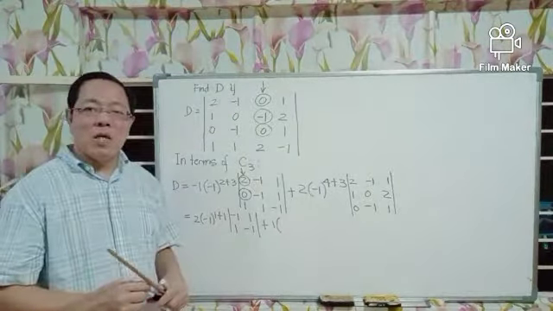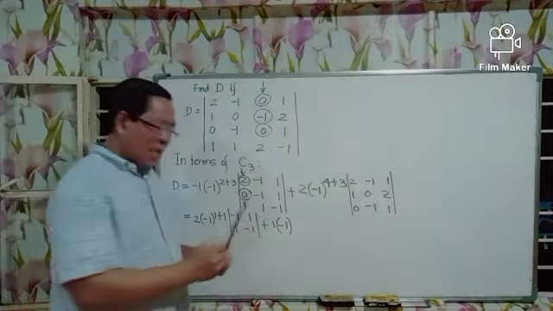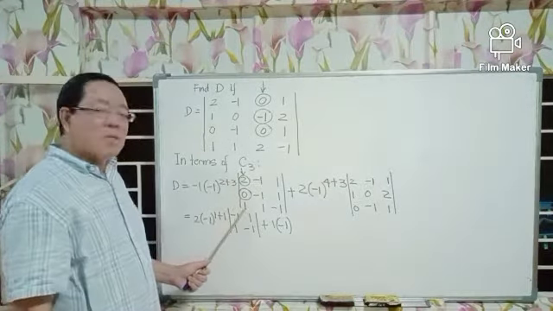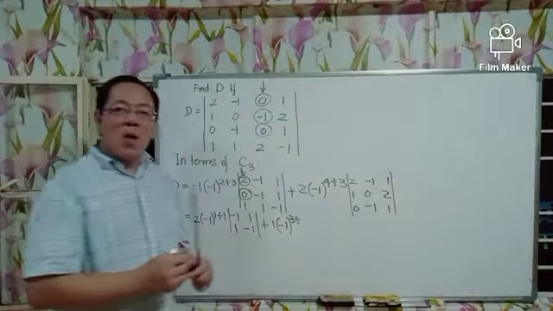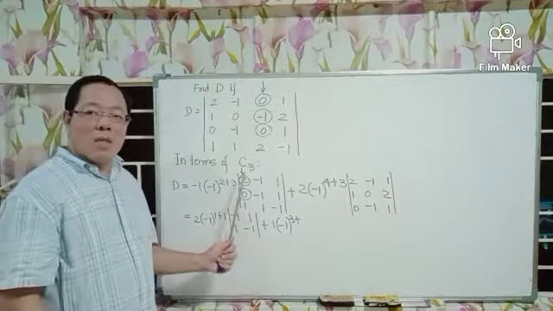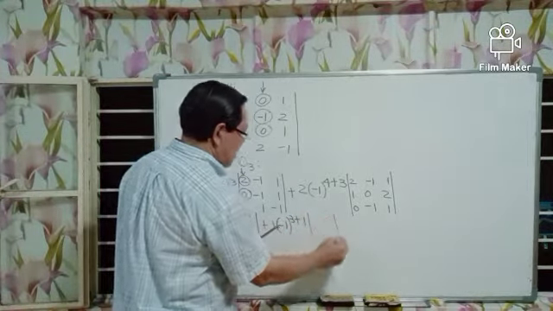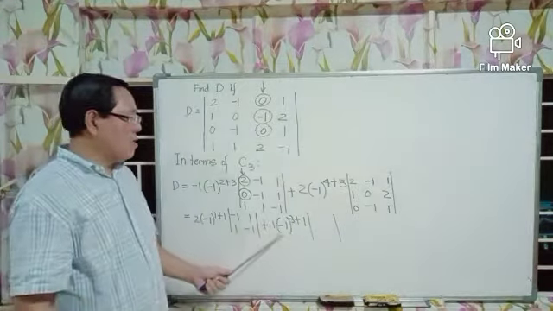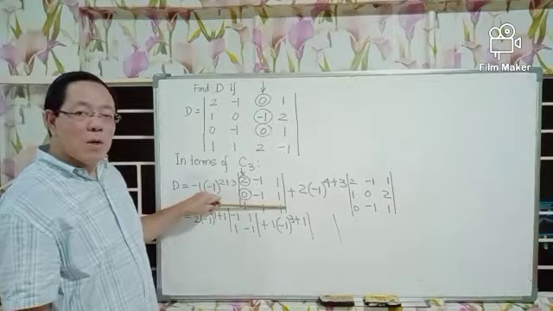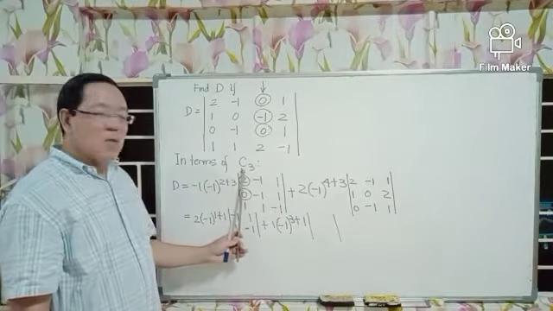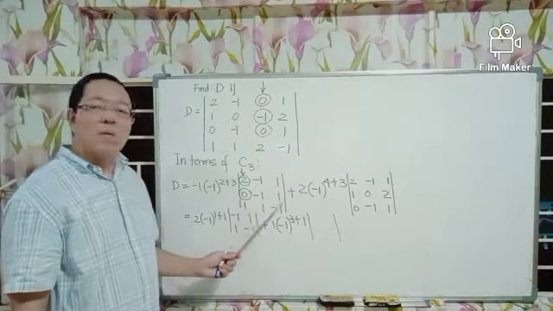Multiplied by its cofactor, given by negative 1 raised to the row number of 1, which is row 3, plus the column number of 1, which is column 1. And we multiply this by the determinant that remains after we delete the last row and the first column. And the entries that remain are negative 1, 1, negative 1, 1.